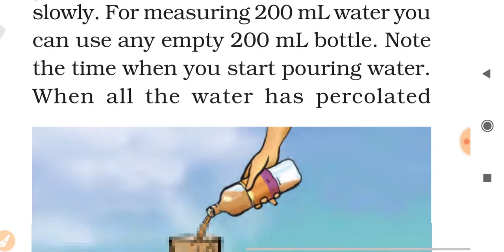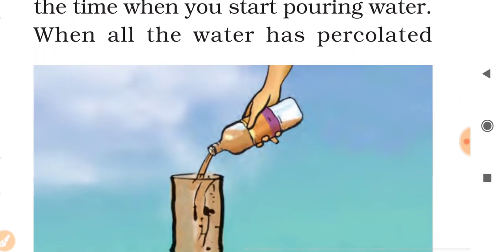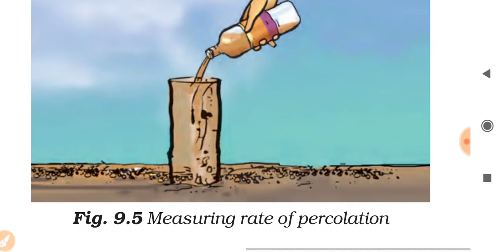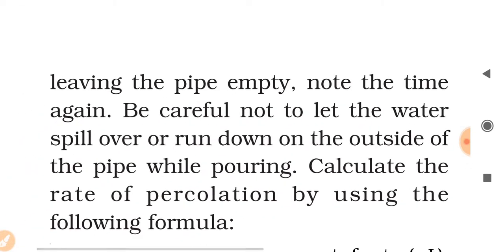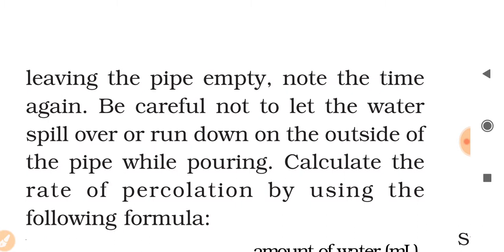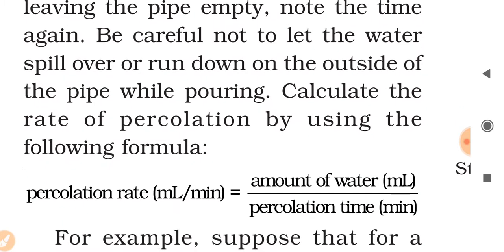Note the time when you start pouring water, and when all the water has percolated. So this is measuring the rate of percolation. Percolation means when water goes inside the soil. This type of activity you have to do. Then, leaving the pipe empty, note the time again. Be careful not to let the water spill over or run down on the outside of the pipe while pouring.